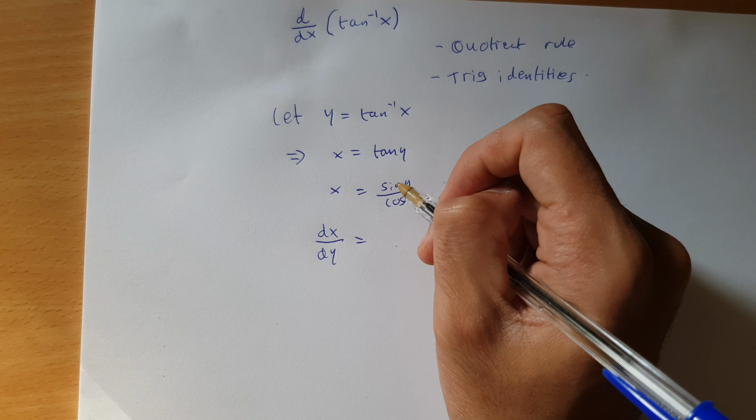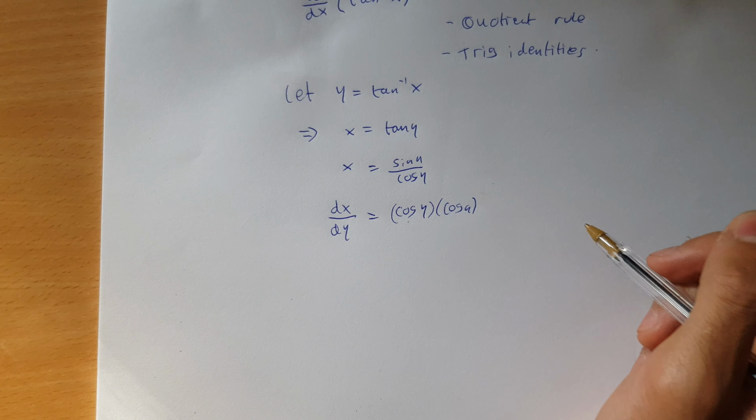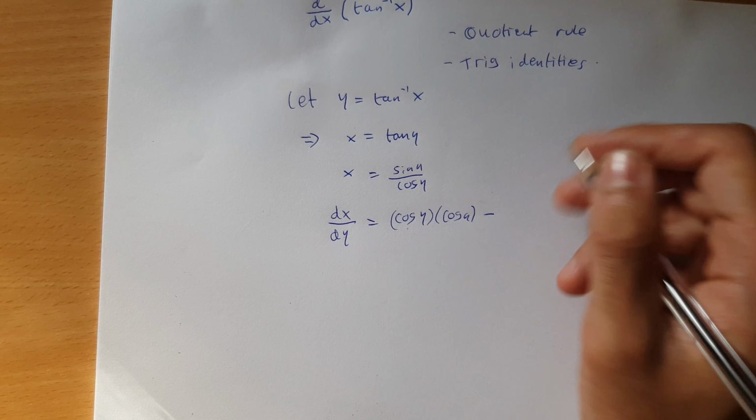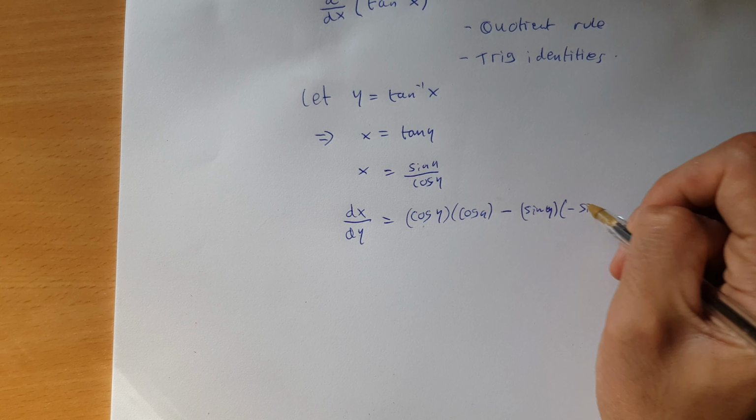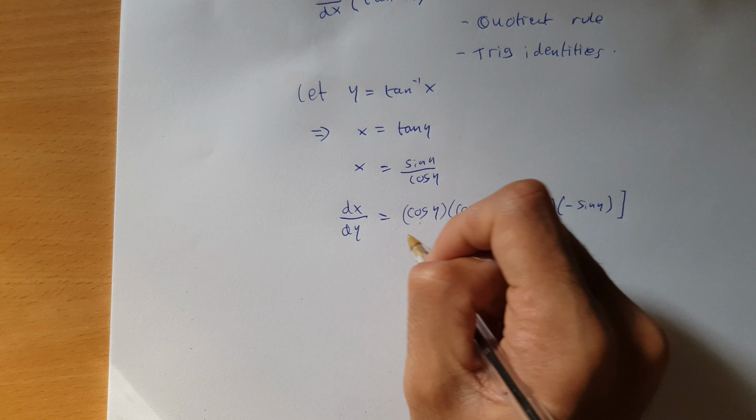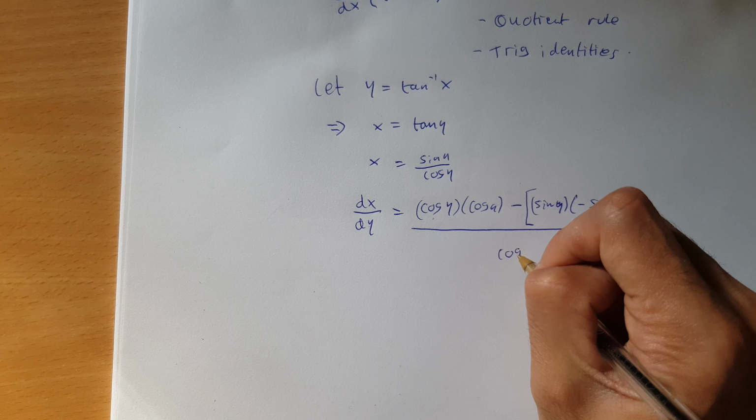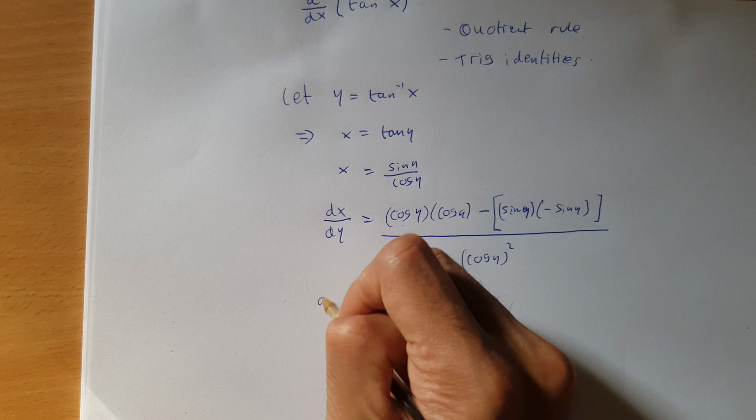v du dx, differentiating sine y gives us cos y, so that's cos y multiplied by cos y, okay? Minus u dv dx, u, so that's our sine y. And the differential of cos y is minus sine y. Now all of that over v squared, which is cos squared y. Excellent. Now what we're going to do is tidy up the top.